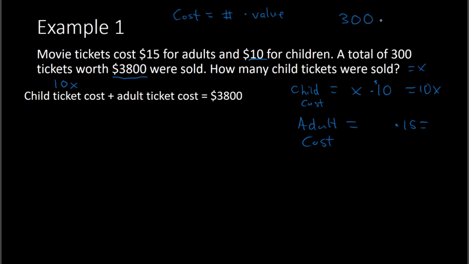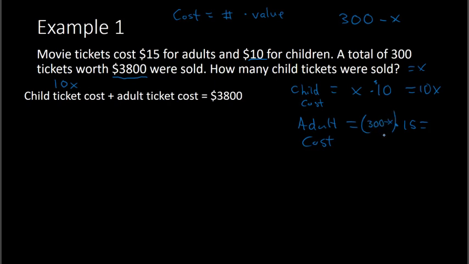And then the child tickets, we don't know how many that is. But let's say we sold 100 child tickets. Then the adult number is 300 minus 100, which would be 200 adult tickets. We don't know what that number is, but whatever the child ticket number is, we have to subtract that from 300 to get the number of adult tickets. So if x is 100, then the adult tickets would be 200, 300 minus 100. So for the formula, number times value, the number is going to be 300 minus x.